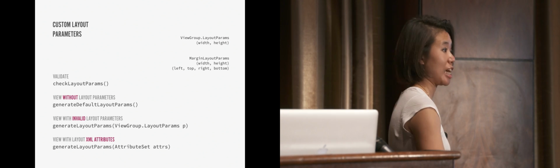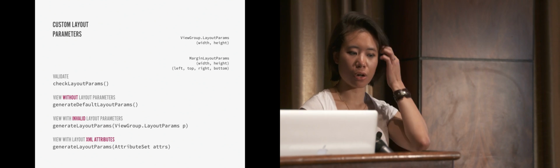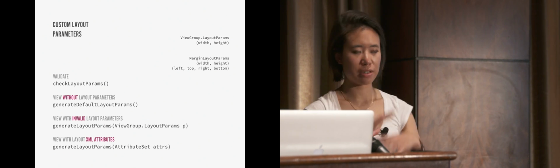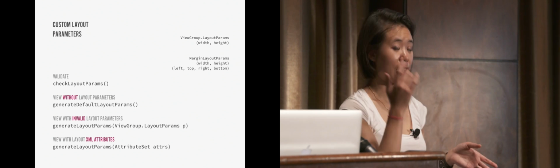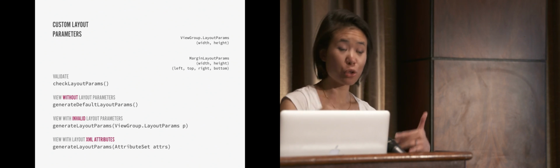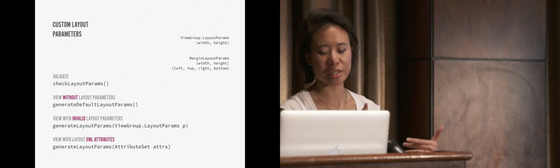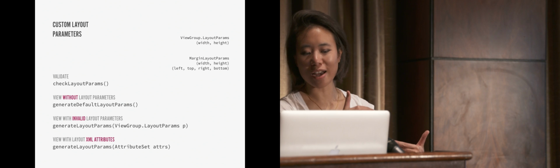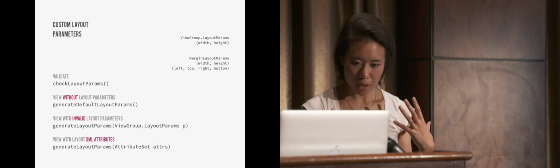So that's for validation. Now there's 3 methods that actually generate layout params. So the first is generate default layout params, and that's called when your view group gets a view that has no layout parameters on it, so it can actually have some default layout parameters. Now there's generate layout params that takes a view group layout params, very long names, view group layout params as a parameter. And basically this is used when a view gets bad layout parameters.